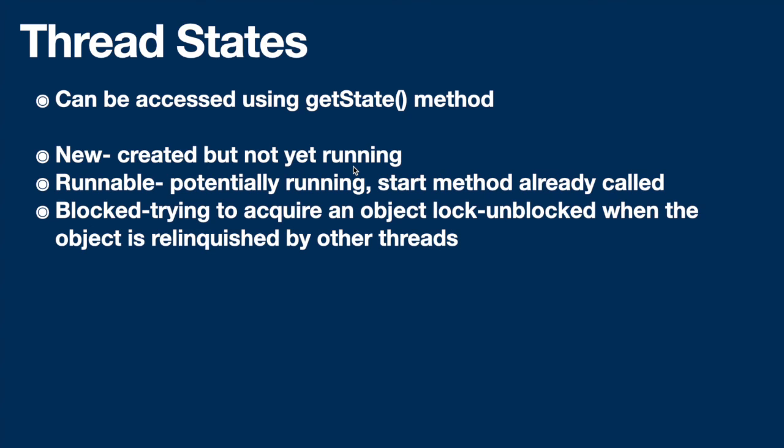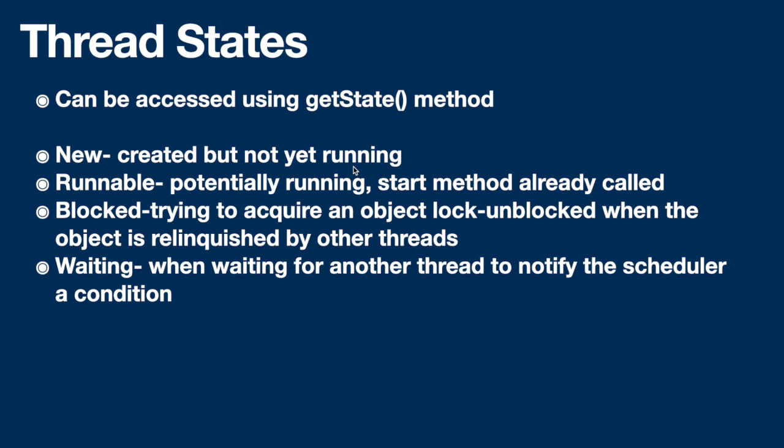And the other is blocked. A thread is blocked when it's trying to acquire an object lock. That means when it receives the notification from the blocking thread, the resource is relinquished by the notifying thread, and the blocked thread can restart. So when the thread is blocked, it's not executing or running, but it's waiting for resources to be relinquished by another thread.